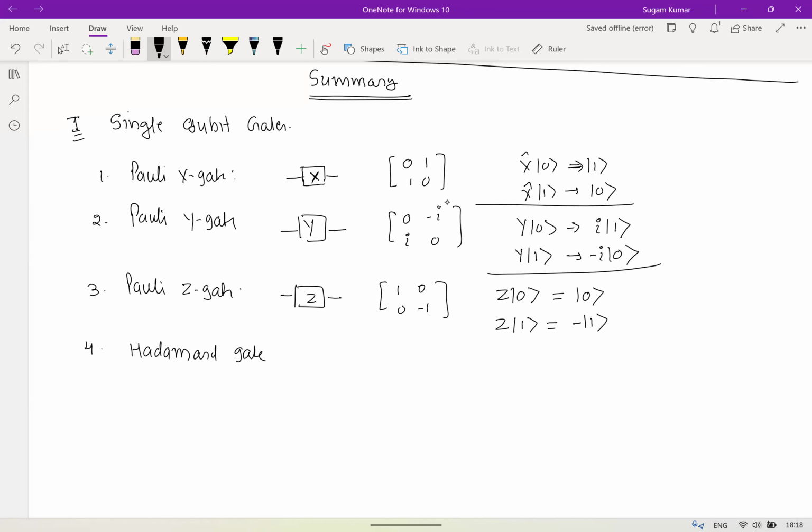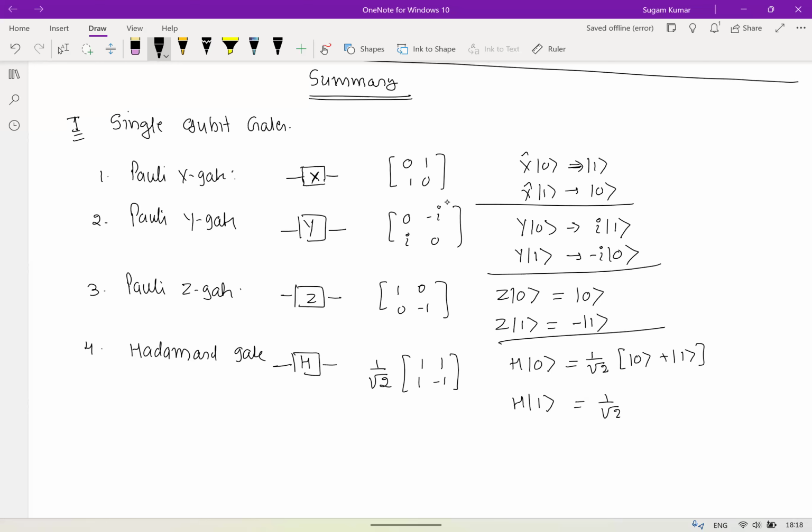So the Hadamard gate symbol, we use H. And in the matrix form, it is 1 by root 2, [1, 1; 1, -1]. What it does is, when this H operates on the 0, it is going to create a superposition state, which is going to be 1 by root 2, 0 plus 1. And when this H operates on the 1, this is going to become 1 by root 2, 0 minus 1.